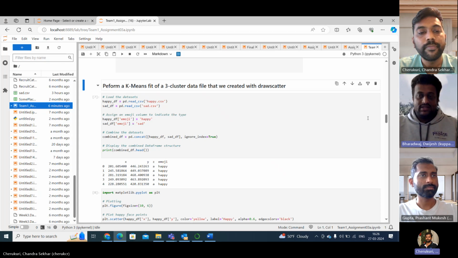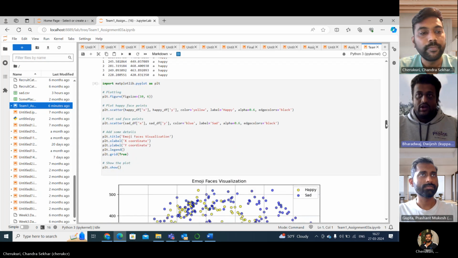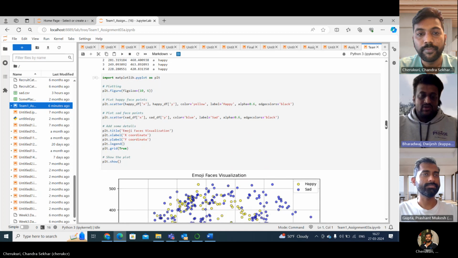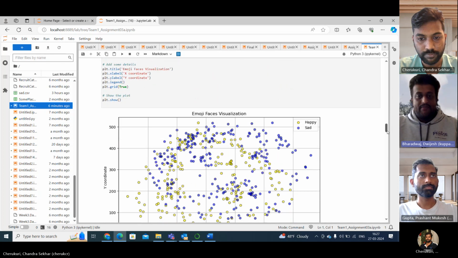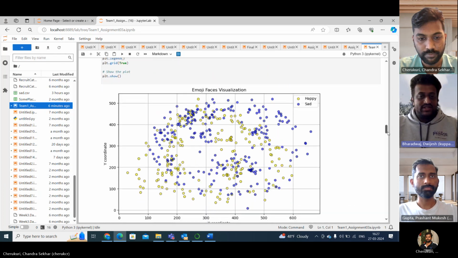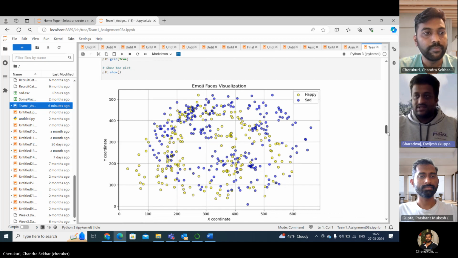Coming to the next part, we will be using matplotlib to do a scatter plot. Let me give an introduction of what a scatterplot is. We used scatterplot visualization to visually explore our data. This plot helps us see the distribution of happy and sad emojis based on their x and y coordinates. This is a comprehensive view of both sad and happy emojis. It's a useful initial step to identify any obvious patterns or clusters in the data.